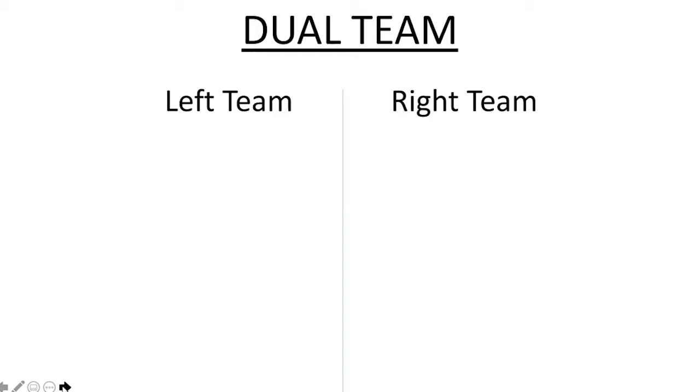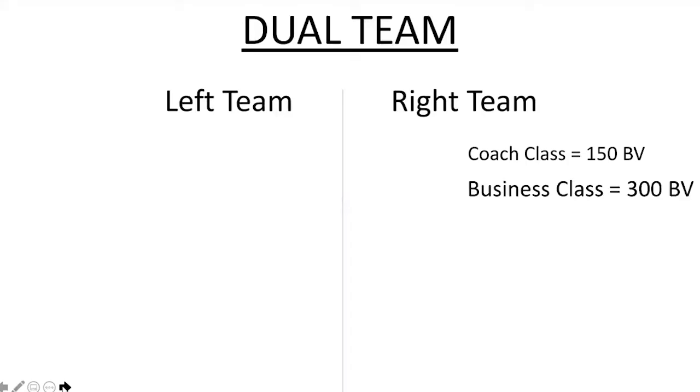First thing first, what happens when you build a team of ambassadors? They get placed into a left team or a right team. If they come in on coach class, 150 business volume gets flowed into the team which you've placed them into. If they come in on business class, 300 BV gets flowed into the team which you place them into. If they're coming on first class, 600 business volume flows into the team that you place them into.